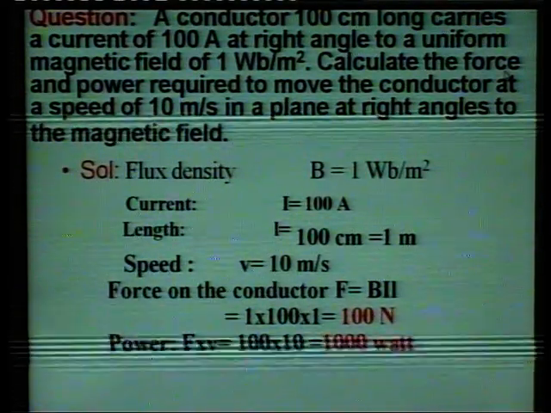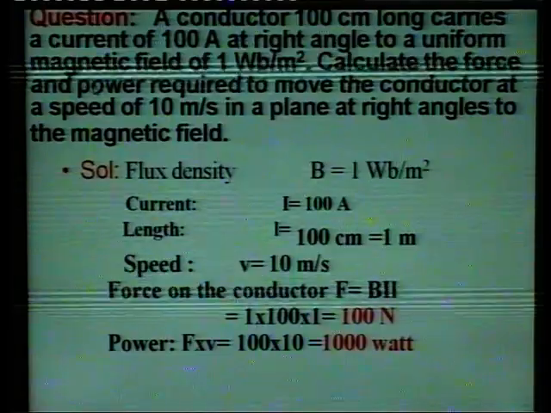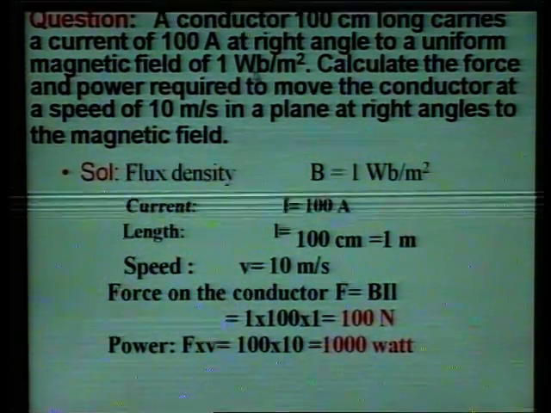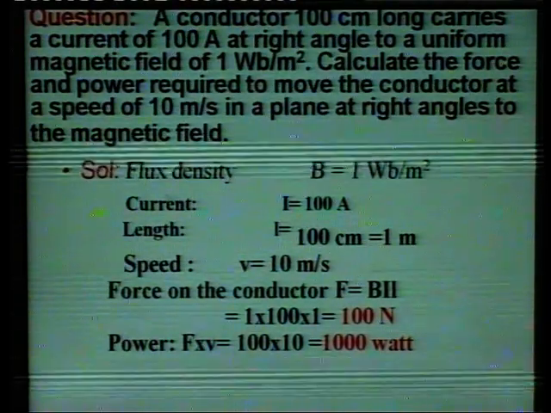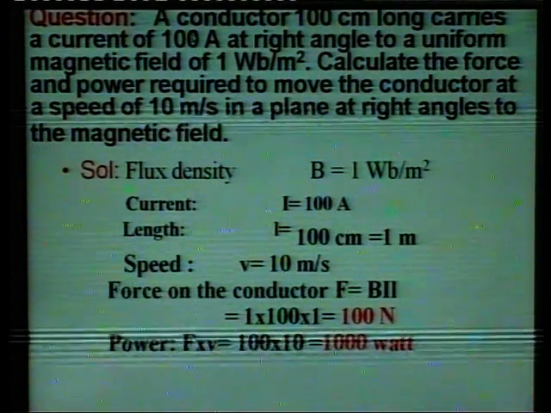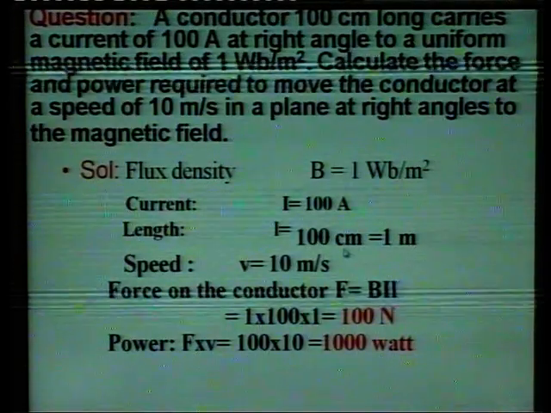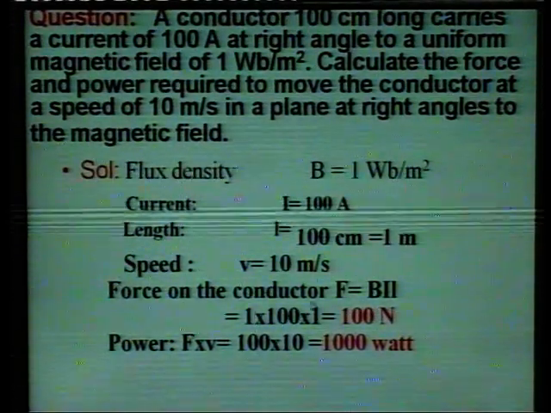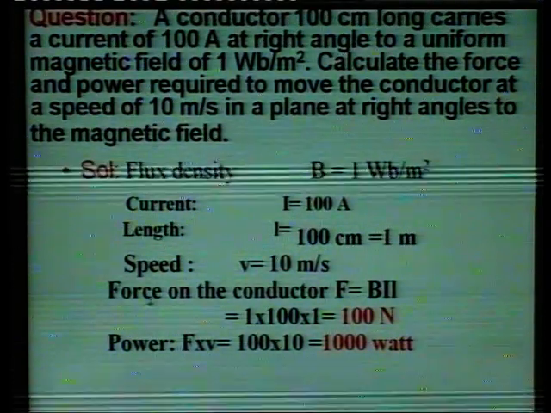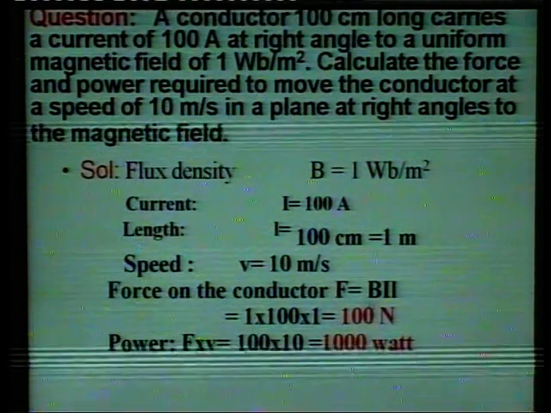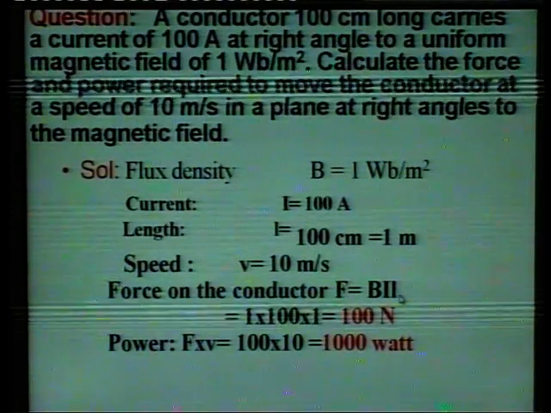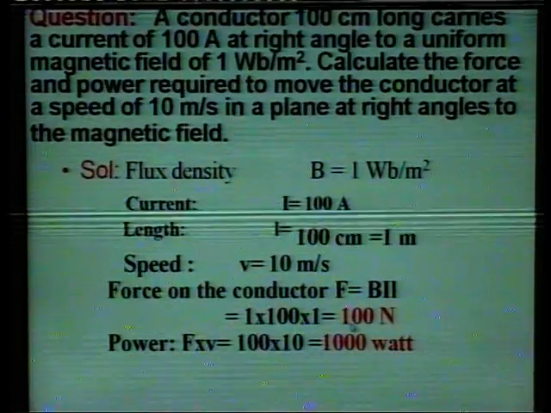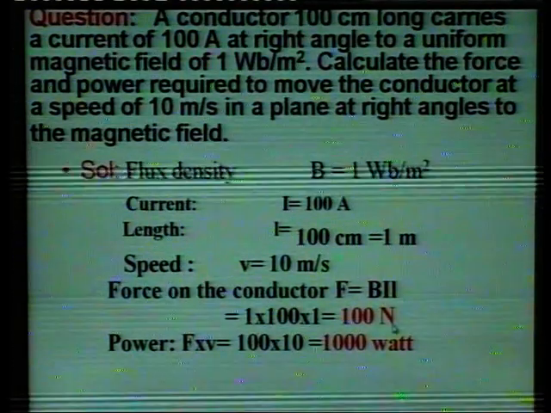What is the force experienced by the conductor and what is the power required? Given is flux density B, which is 1 Weber per meter square, current I, which is 100 ampere, length of the conductor L, which is 100 centimeter, equal to 1 meter, and speed is 10 meter per second. The formula of force we know, F is BIL. Substituting the values of B, I and L, we get force comes out to be 100 newtons.